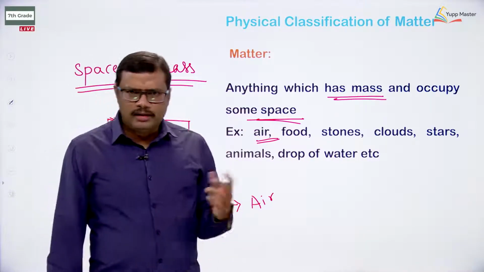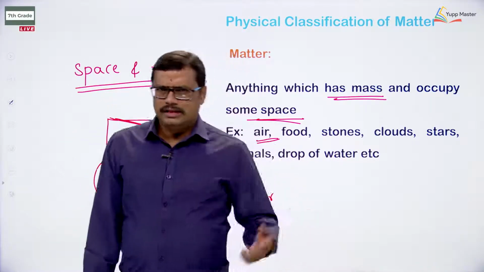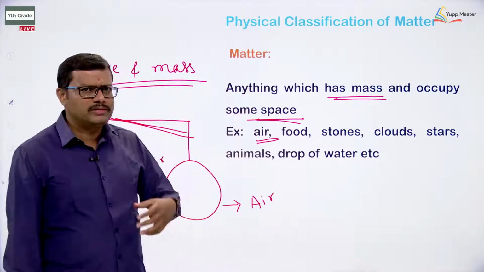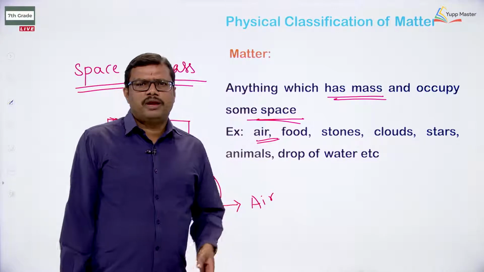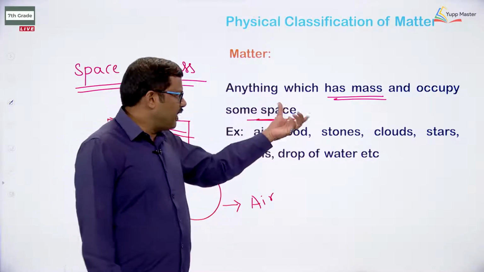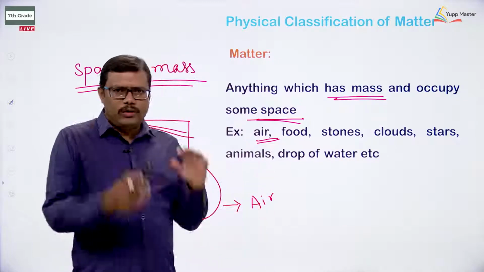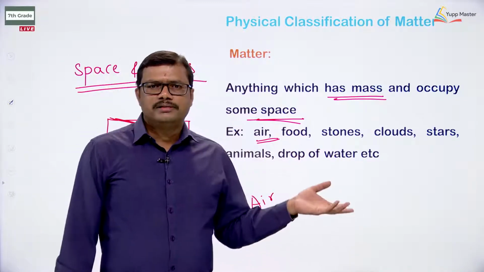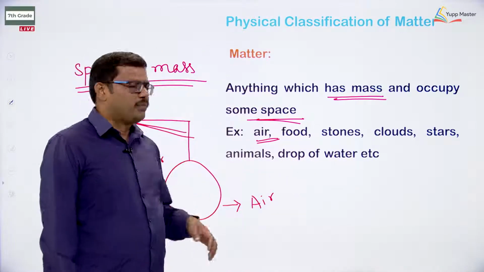Food, for example. If you are preparing rice, dal, chutney, etc., and you take their weight, of course they have some weight. The pulses and food grains that we use have weight and they occupy space in the bowl. So, food is the best example of matter.